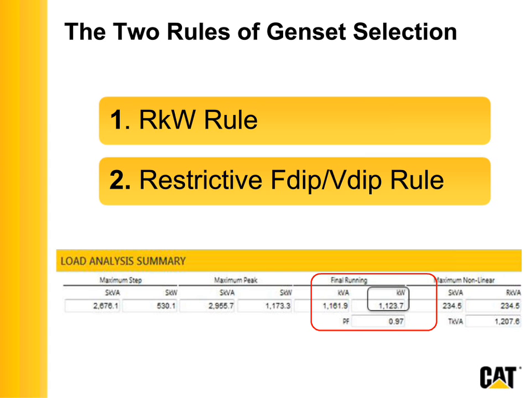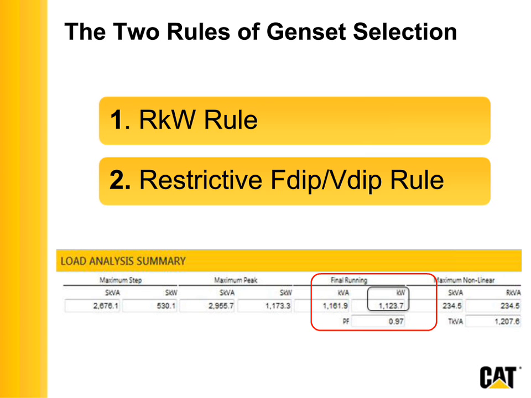It doesn't matter whose sizing tool you use. You can size a genset manually by hand. This is still going to happen. The other cardinal rule of sizing is the RKW rule. I mentioned this earlier, I think.